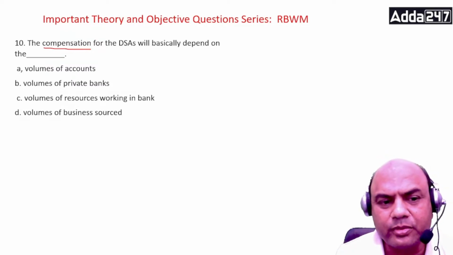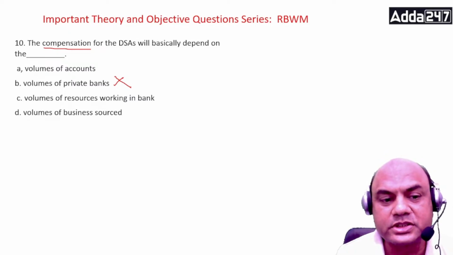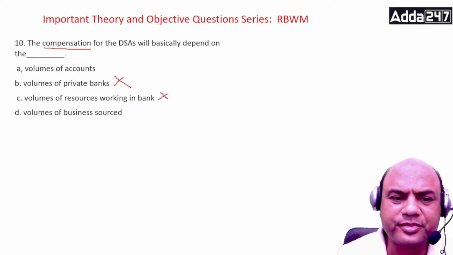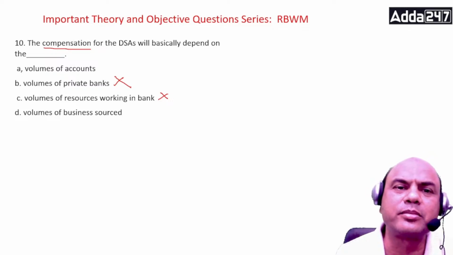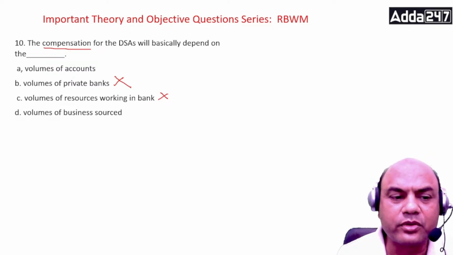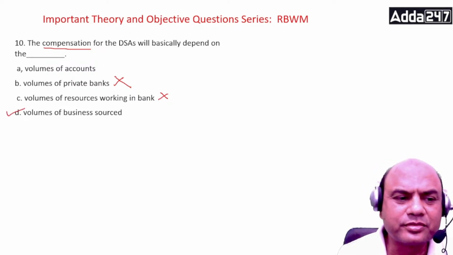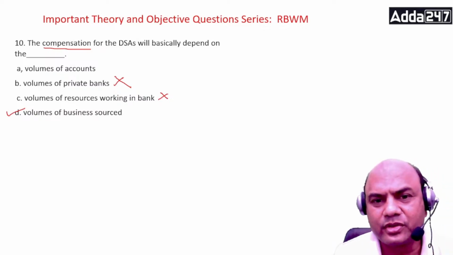Of course, volume of private banks is out. Volumes of resources working in the bank means all your employees. Nothing to do with this. Yeah, you might have 1,000 employees, but the DSA will say what is the market practice going on. So these two are out. Volume of accounts and volume of business sourced. Obviously, the answer will be this now: volume of business sourced. Okay, got it?